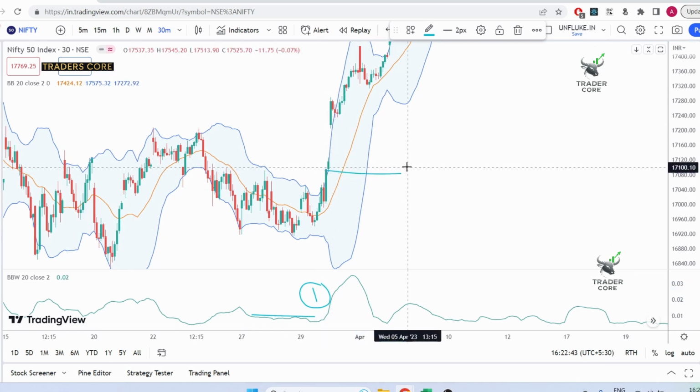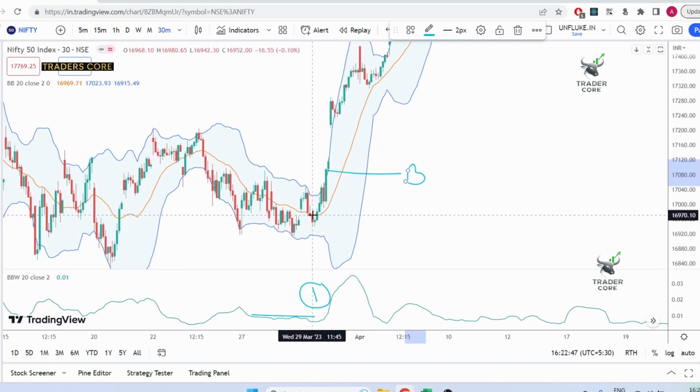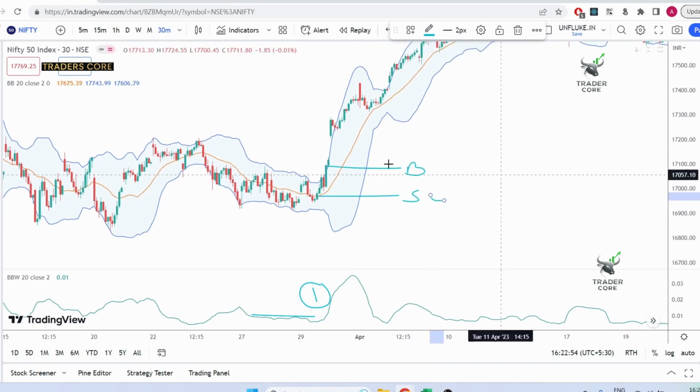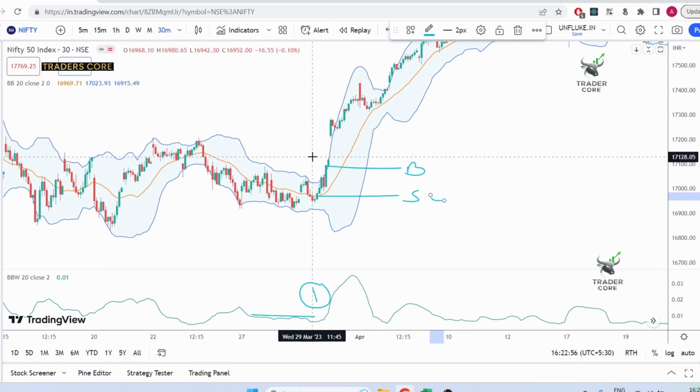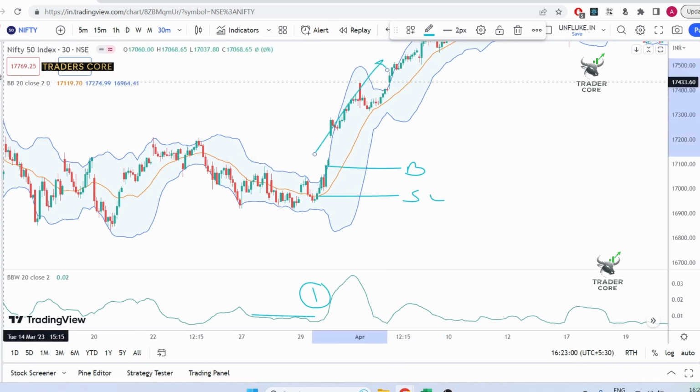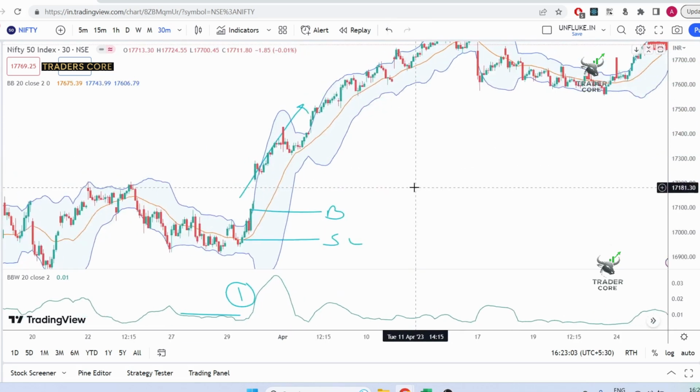So this is where I will be buying. I can put the middle line as a stop loss, so this can be my stop loss. And I can trade it at least with a 1:2 or a 1:3 risk to reward. Since it's a breakout system, a lot of times you'll get a lot of explosive moves. So let's see a few more examples.